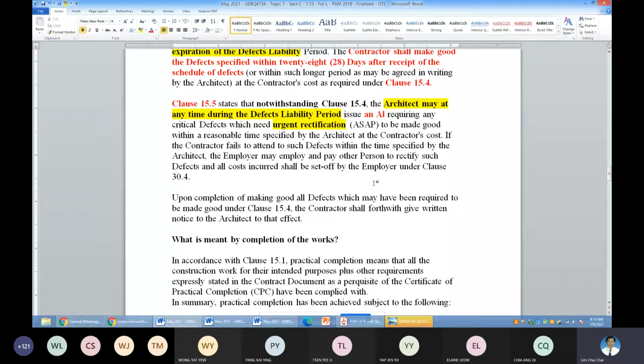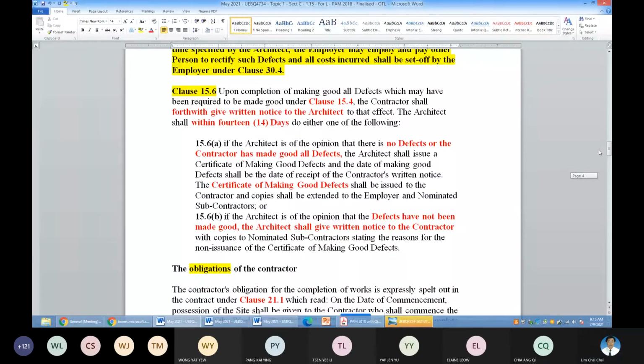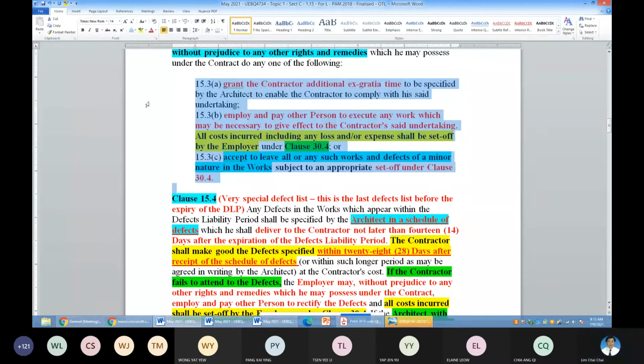Okay. So as usual, these are the rights given to the employer in case the contractor does not rectify the defects. So all the time I'm talking about is your clause 15.3 A, B, and C. This is the clause that we are talking about. This clause is a very useful one, 15.3 A, B, and C. Okay, so this clause is operational at any time in the event that the contractor didn't get the remedial work done timely.